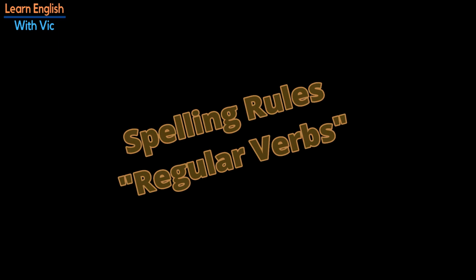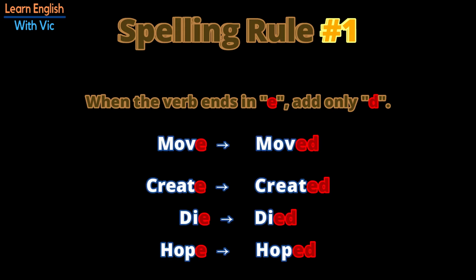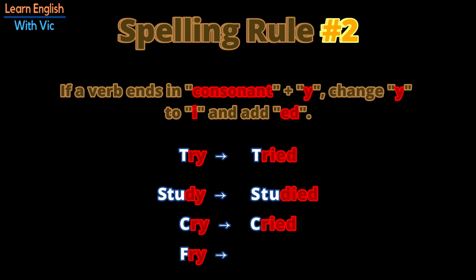Now let's take a look at the spelling rules for regular verbs. Spelling rule number 1, when the verb ends in e, we add only the d. For example, moved, created, died, hoped. Spelling rule number 2, if a verb ends in a consonant plus a y, we change that y to i and we add ed. For example, tried, studied, cried, fried.